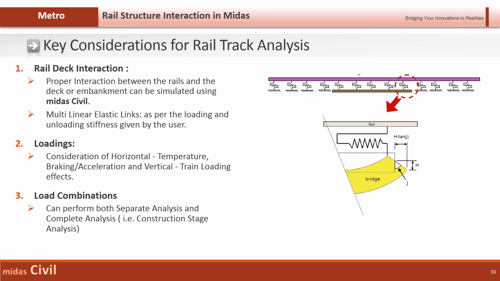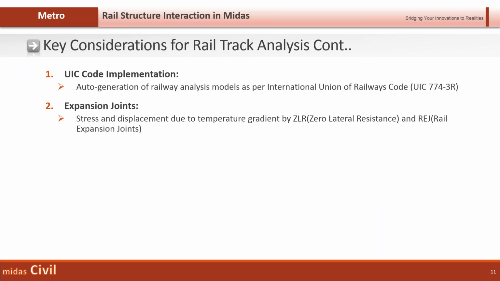Now basically, when we are going for analysis, there are two types of analysis that can be done here, either separate analysis or complete analysis. I'll talk about this later in the presentation. Apart from this, MIDAS Civil has the UIC code implemented and the sections for the rails are pre-fed in the software. For the expansion joints, in case the stresses and displacements are very high, we need to provide the zero lateral resistance or the rail expansion joint members, and that can be done in MIDAS Civil.